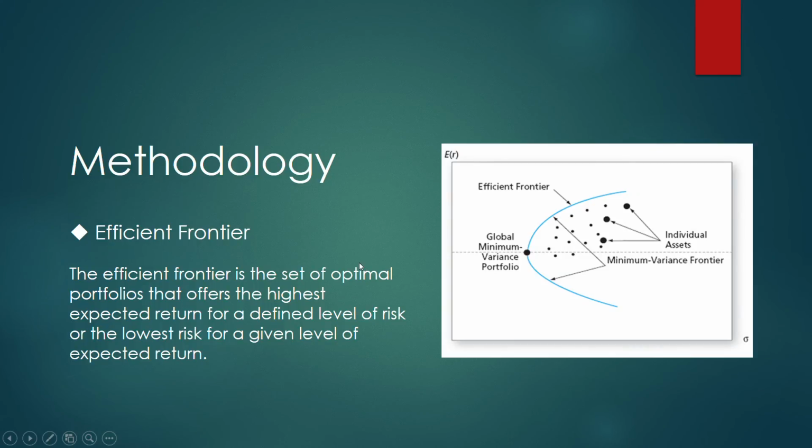Another term is efficient frontier. The efficient frontier is a set of optimal portfolios that offers the highest expected return for a defined level of risk or the lowest risk for a given level of expected return. And all other portfolios are below this curve. You can see from this graph here, these black dots are individual assets, and this blue curve is the efficient frontier. And this is the minimum variance frontier we want to get.